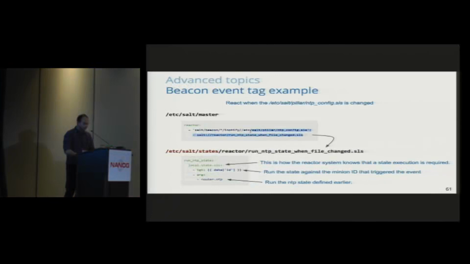And adding these two lines in the master config file, it says whenever this event happens, or regular expressions, because salt beacon, and you don't want to depend on a particular device, you want to match all of them, go and run this reactor. This reactor will simply run the state we have earlier defined, the router.ntp, and will run it against the minion ID that triggered the event.